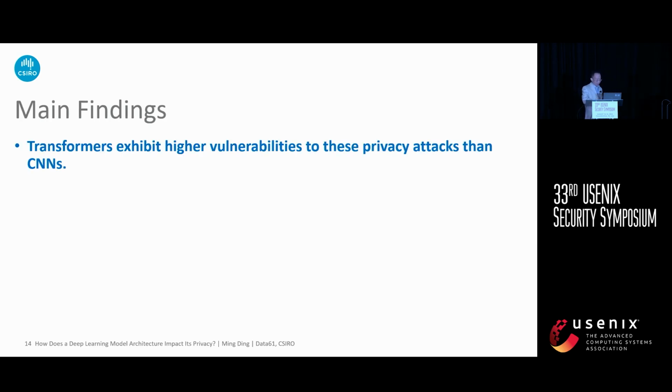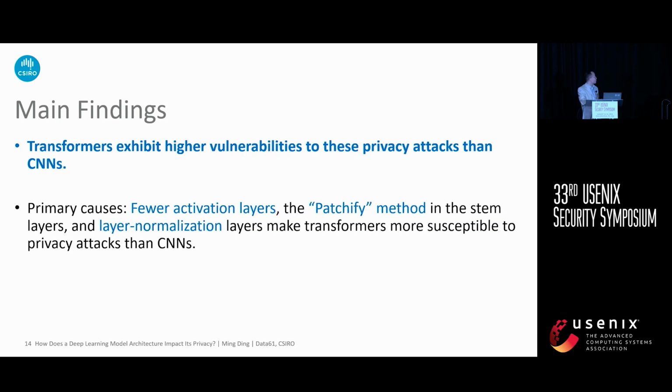Okay, so let me show our main findings, just the 2 bullet points. First, we have found that transformers exhibit higher vulnerabilities to the studied privacy attacks than convolutional networks. And here is why. We have identified a few primary causes. Basically speaking, transformers tended to have fewer activation layers, and the transformers adopted the patchify method and the layer normalization. Those are the 3 primary causes that lead to more privacy vulnerability of transformers.